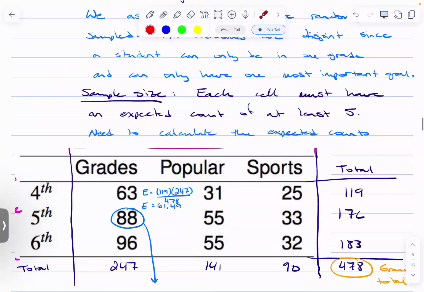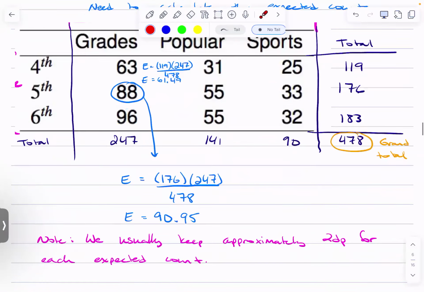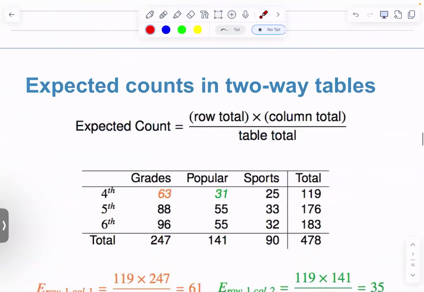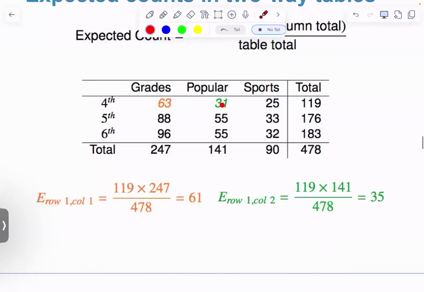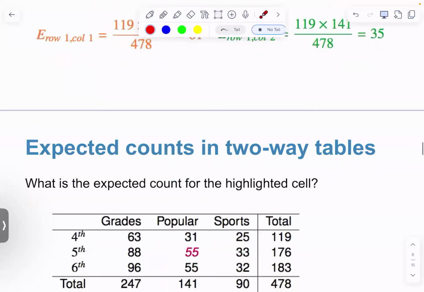This is all to check to make sure that each cell has an expected count of at least 5. And so what we'll do, because we've talked about it already, and here we have the expected counts, and it's way prettier than how I wrote it, right? The expected counts for each of those cells, 61, 35.